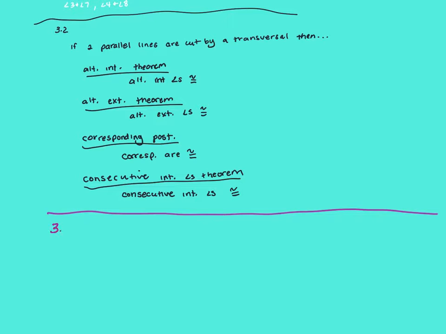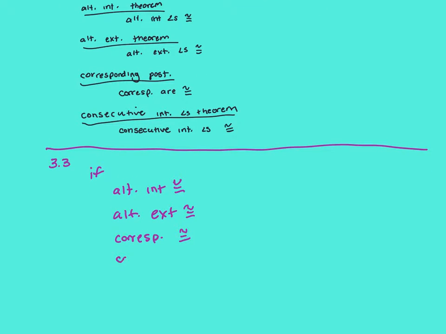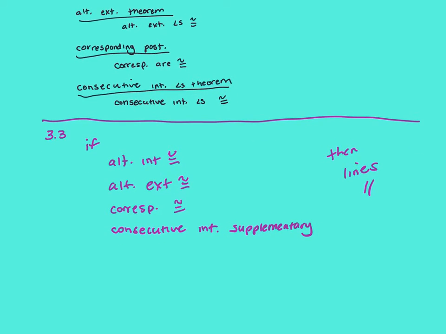So then 3.3 was what we started the warm-up with, right? So this was the if all these angles, so if alternate interior are congruent, alternate exterior are congruent, corresponding are congruent, and consecutive are supplementary, then the lines are parallel. These are all the converses.